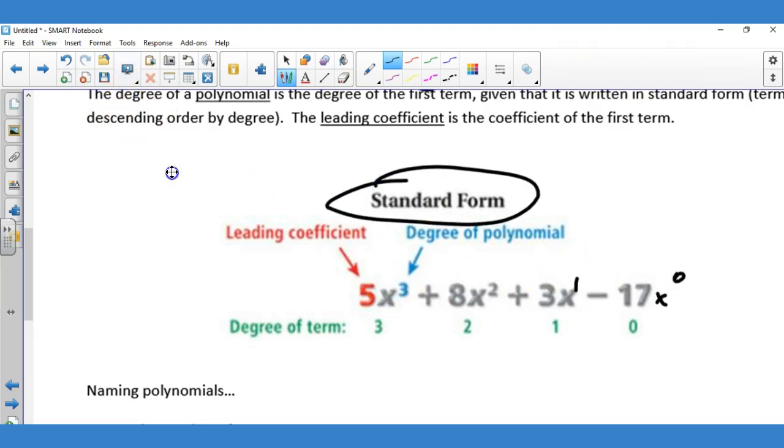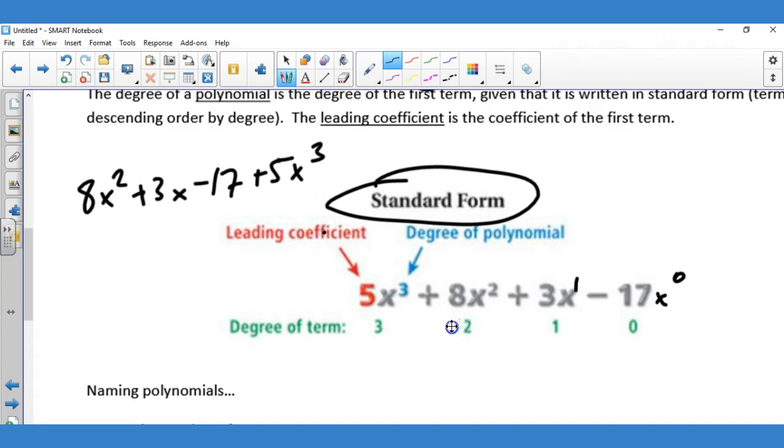If it's written out of order, like 8x squared plus 3x minus 17 plus 5x cubed, that's the same thing written out of order. That's not standard form. Remember, you write it in terms of the degree. 5x cubed is degree 3, so it goes first. Then 8x squared goes next because of the 2. Then 3x, that's to the first, so that goes next. And then the constant negative 17, x to the 0, goes last.